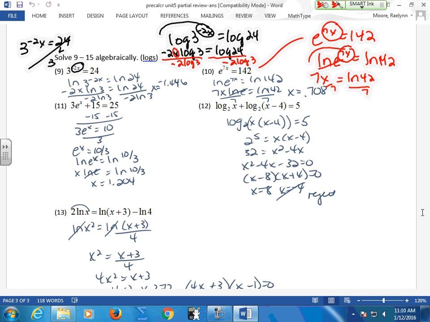So you're guaranteed to see one of that type. That's the type without any logs there. And a type that I won't be able to flip back to an exponential equation.